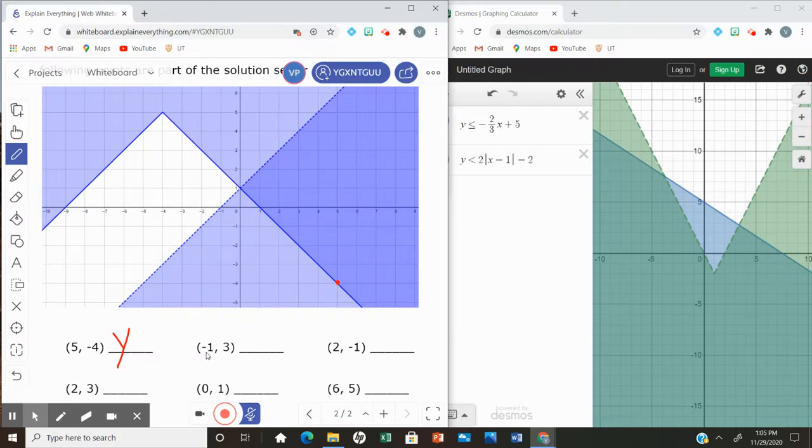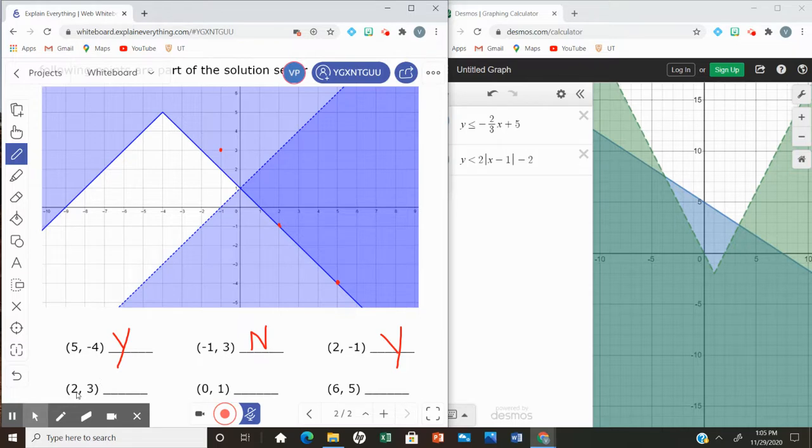Okay, let's test the point -1, +3. Now, it is a solution for the absolute value, but not for both. So this one would be a no. Okay, let's test the point 2, -1. Oh, 2, -1 also falls on that solid line. So this one would be a yes, a solid line within the solution set. That one is a yes.